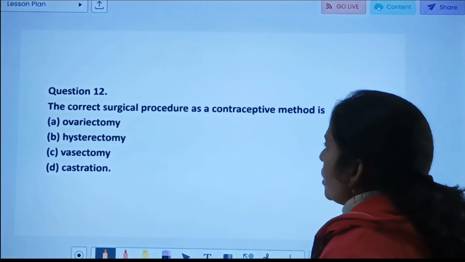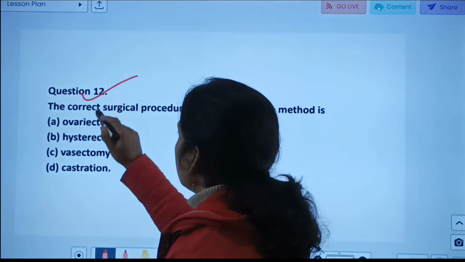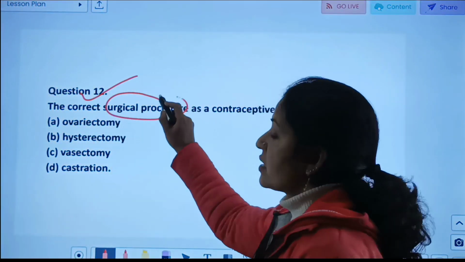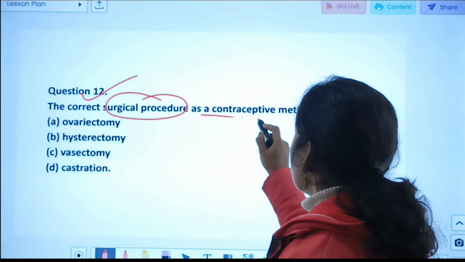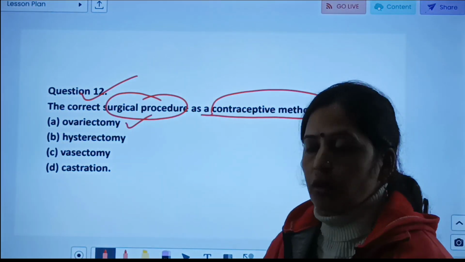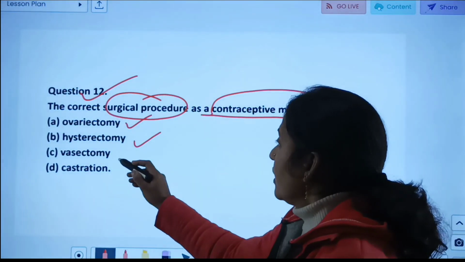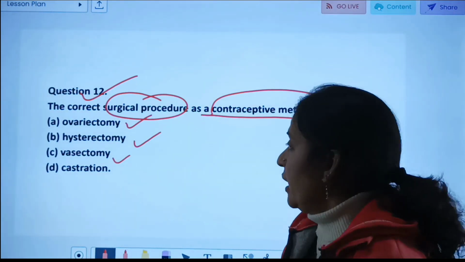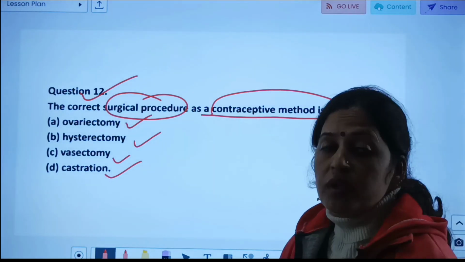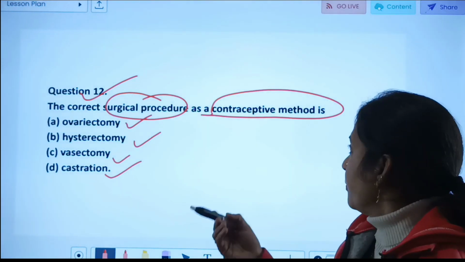So next is your question number 12. The question is: the correct surgical procedure as a contraceptive method is, number one, ovariotomy, second one, hysterectomy, C is vasectomy, and the last one is castration. So which is the correct surgical method as a contraceptive method?